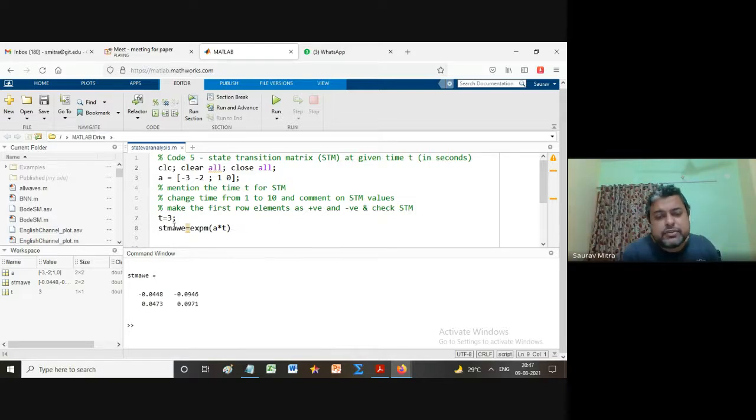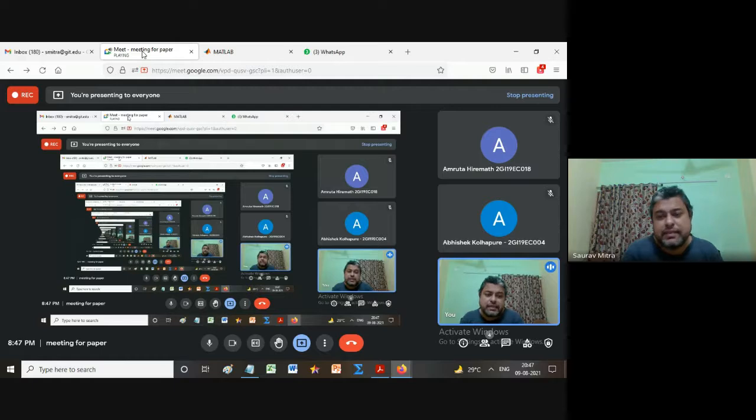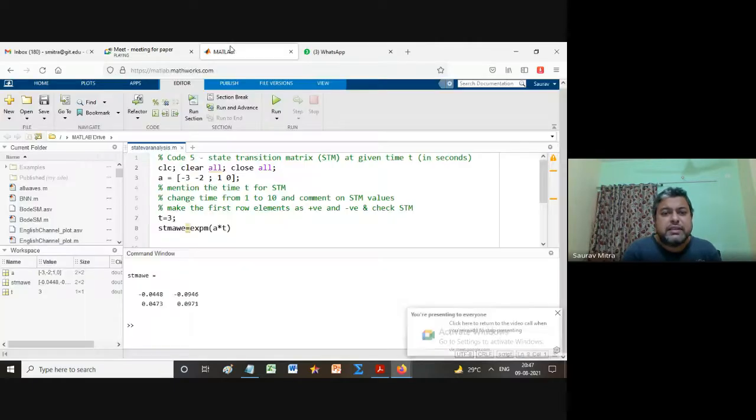Generally in numerical work, we calculate the state transition matrix in the form of e raised to At. But here we have to calculate the value directly, because e raised to At is not given in MATLAB. So the value is what you get at t equal to 3. Now change it to t equal to 1, save, and run, and you will find the state transition matrix at t equal to 1.